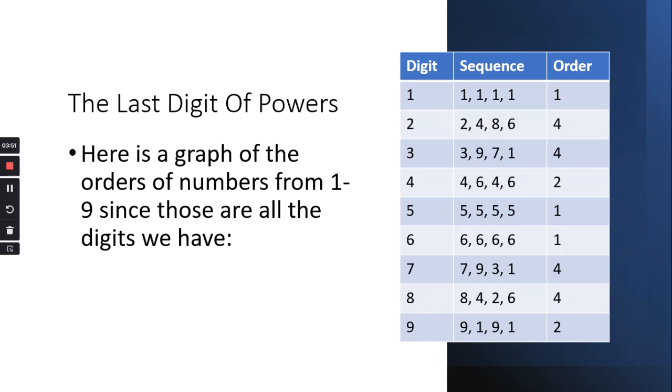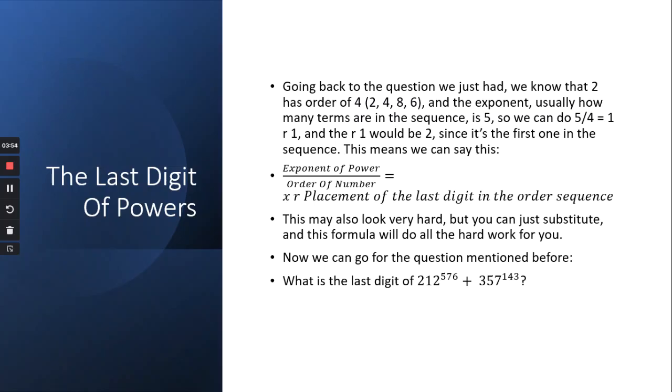But now you might be thinking, why are we using 3s? So if we go back to the question we just had, we know that 2 has an order of 4. 2 to the power 1 is 2, 2 to the power 2 is 4, 2 to the power 3 is 8, and 2 to the power 4 is 16, where we take the 6. And the exponent, usually how many terms are in the sequence, is 5. Because technically, if you have the exponent as 5, you're saying 2, 4, 8, 6, 2. And the last digit would be your answer.